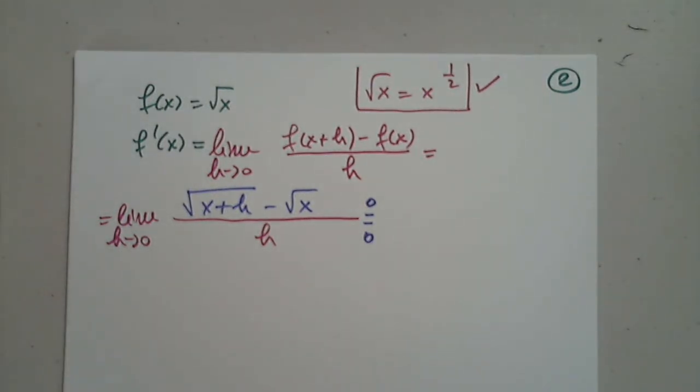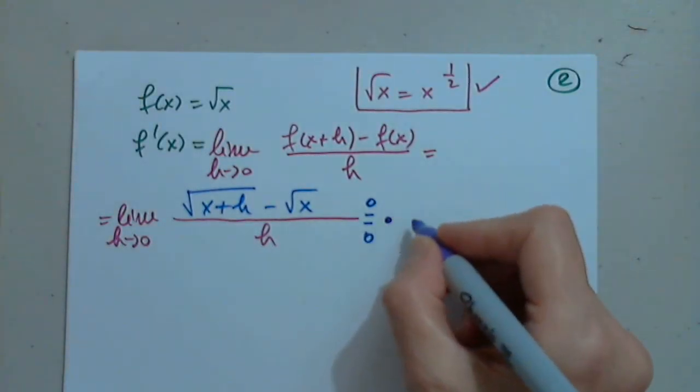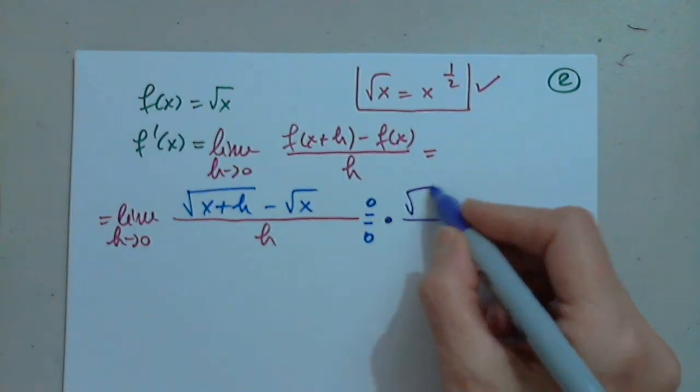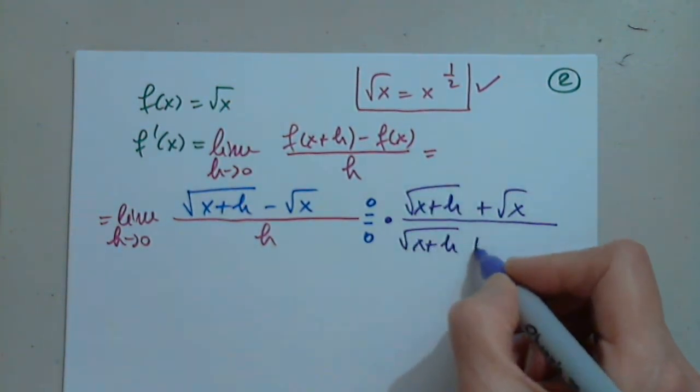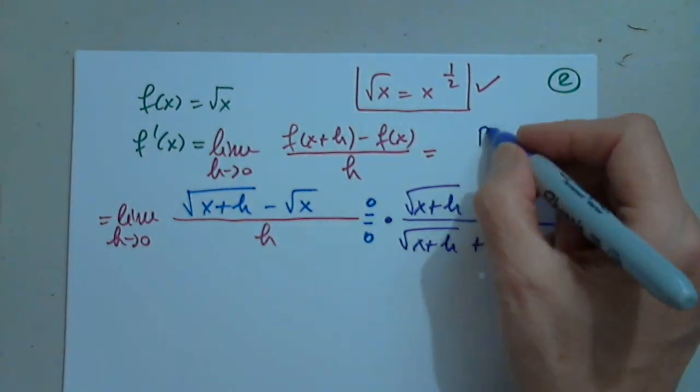Anyone would like to suggest? Get rid of the square roots. So multiply by the conjugate. Very good. Awesome. Well done. Indeed, multiply by the square root of x plus h plus the square root of x, over the square root of x plus h plus the square root of x.